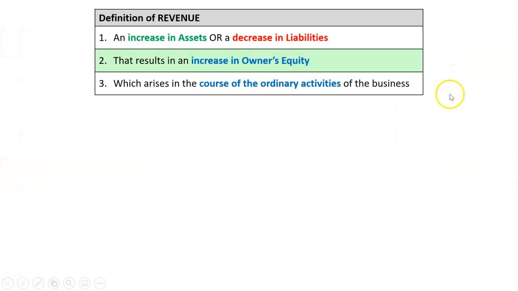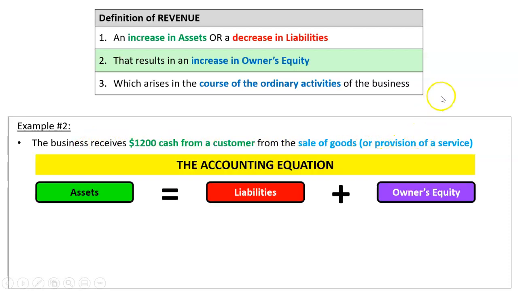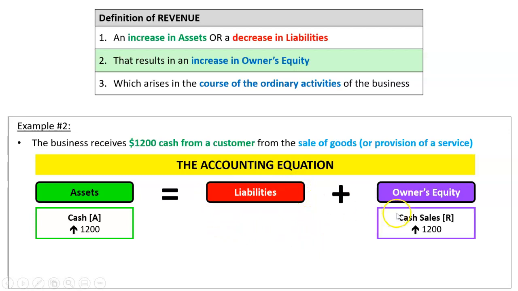What about this one? Let's take our definition and apply it to example number two. The business receives $1,200 cash from a customer from selling goods or providing a service. So what have we got here? Well, we've got an increase in cash of $1,200. Cash is an asset. And in this case, there's no other asset going down, and we're not going to owe anyone money after this, so this is actually going to increase owner's equity.